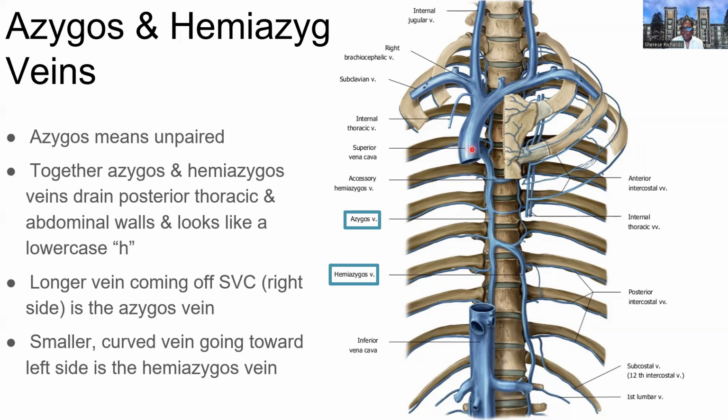Okay. So what I want you to really know here is the difference in the name and then kind of where they're found, right? The accessory being on top, hemi being on the bottom, on the left, and then azygos being on the right.